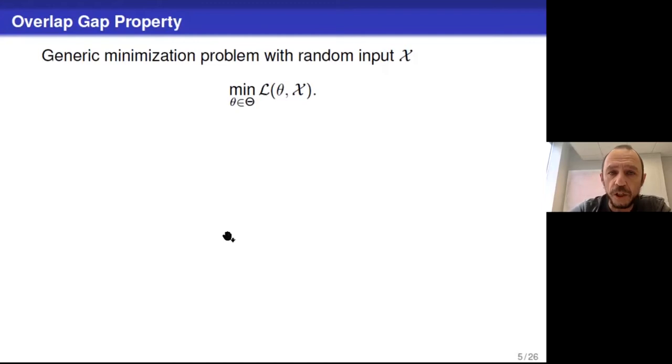Okay, so I will introduce the overlap gap property now semi-formally, and then we'll do it more formally a bit later. I will introduce it in a very generic form. Suppose you have some generic minimization problem or maximization problem. For concreteness I switch to a minimization problem, but maximization is going to be the same story. So we have some objective function L, and we have some solution space capital theta from which we want to find some good solution little theta. And X here encodes the problem instance. For example, X could be a random graph, and theta could be a subset, which is a good candidate for being an independent set of large cardinality. In that case it would be a maximization problem, but for convenience I switch to minimization.